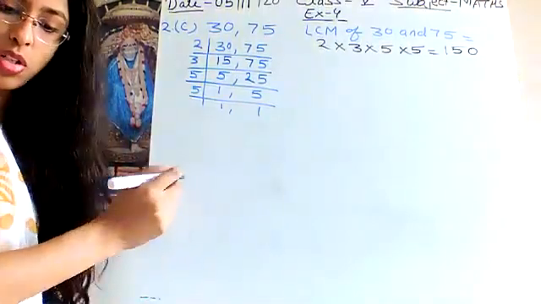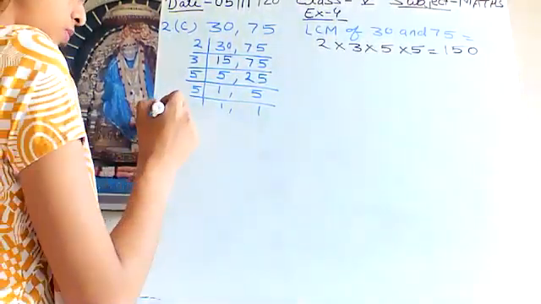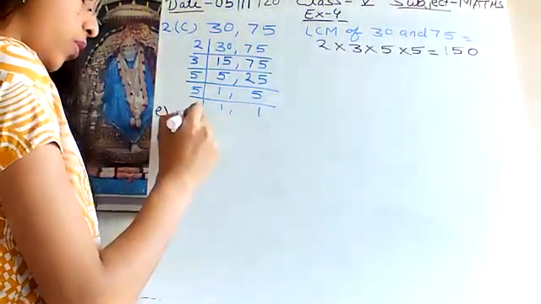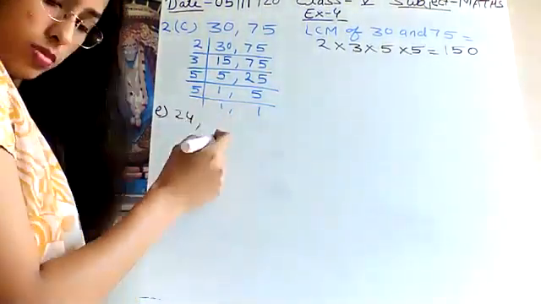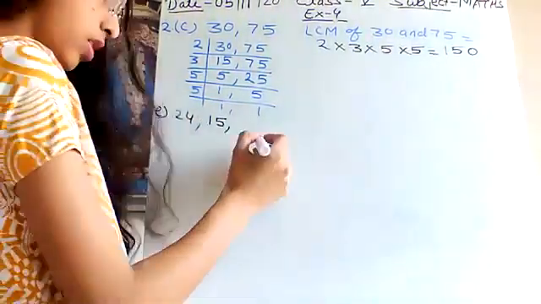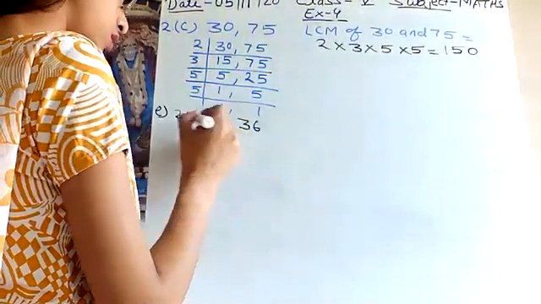Moving to next question. D is your homework. E. You have to find LCM of 24, 15 and 36.